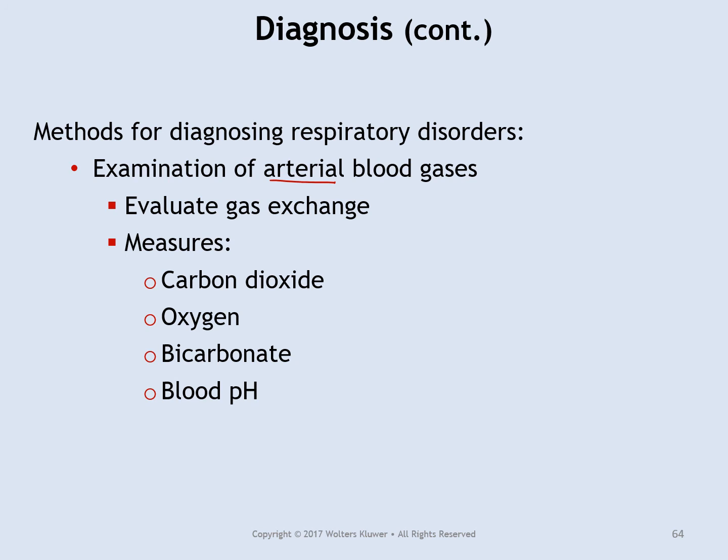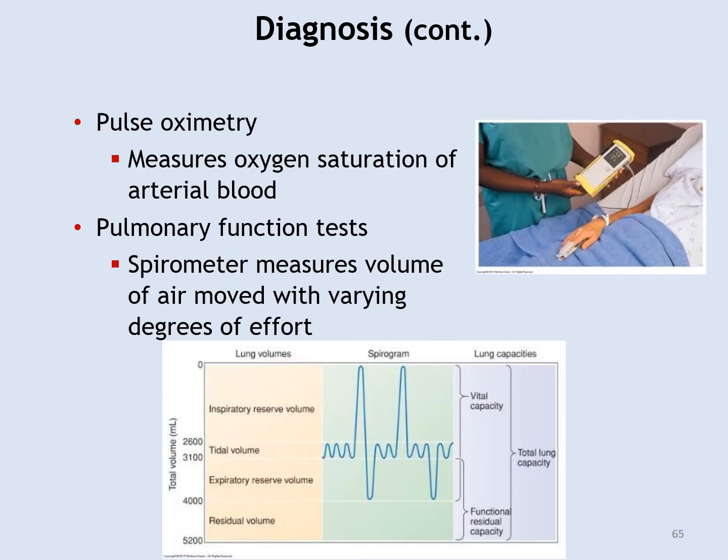You do this to see how gas is moving from the lungs into the blood, and you look at a few different gases that you do with that. As soon as an arterial blood gas is drawn, it has to go on ice so those gases don't dissolve out of the blood.